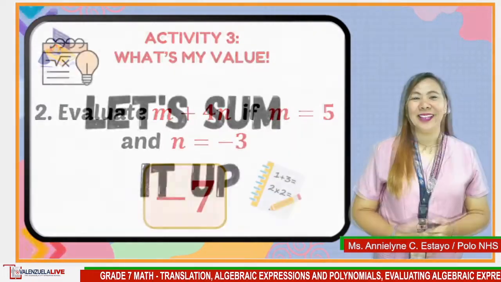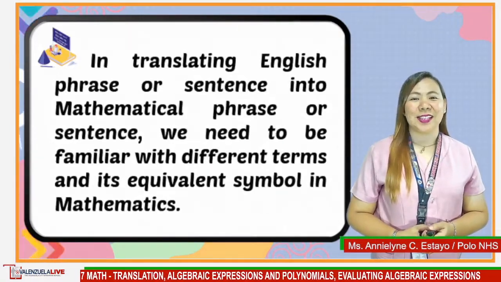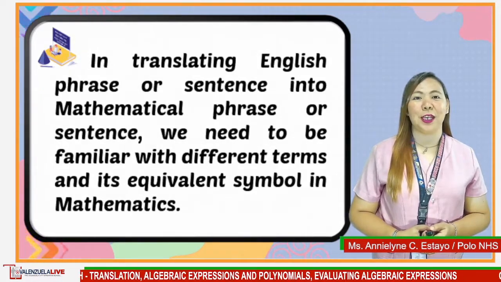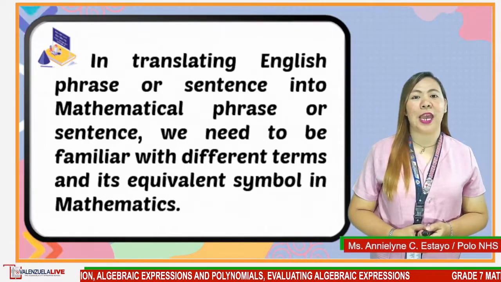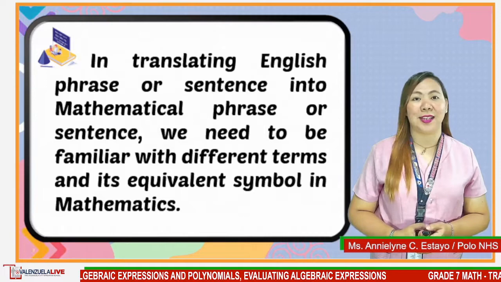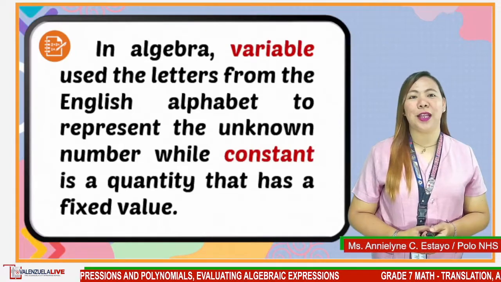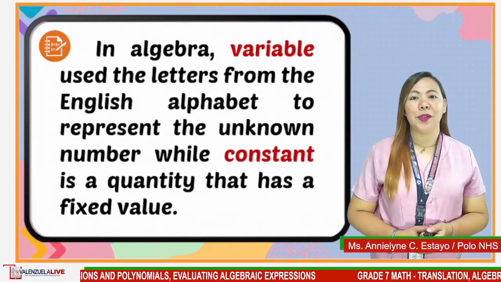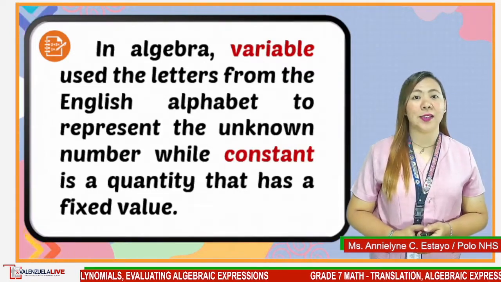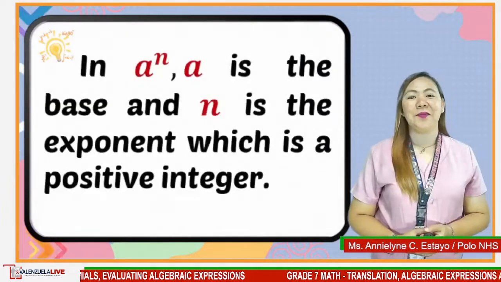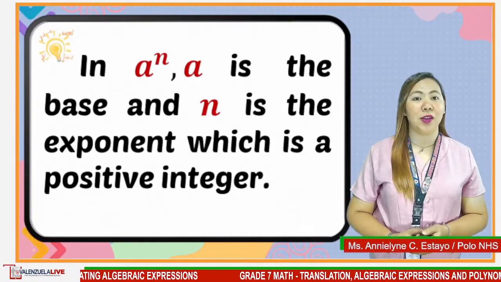Good job! Let us now sum up the important points in our lesson. In translating English phrase or sentence into mathematical phrase or sentence, we need to be familiar with different terms and its equivalent symbol in mathematics. In algebra, variable use the letters from the English alphabet to represent the unknown number, while constant are quantities which has a fixed value. In a raised to n, a is the base and n is the exponent, which is a positive integer.